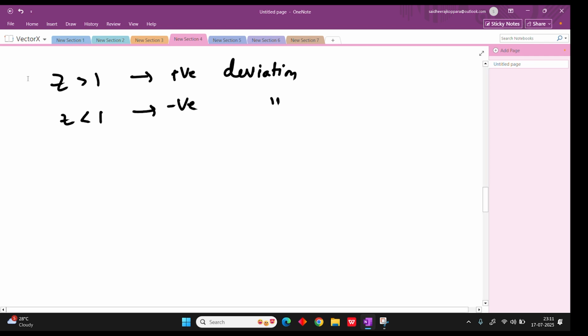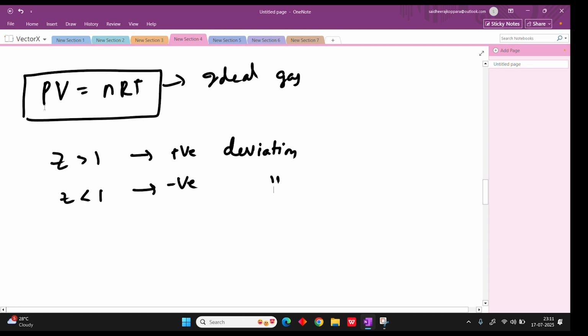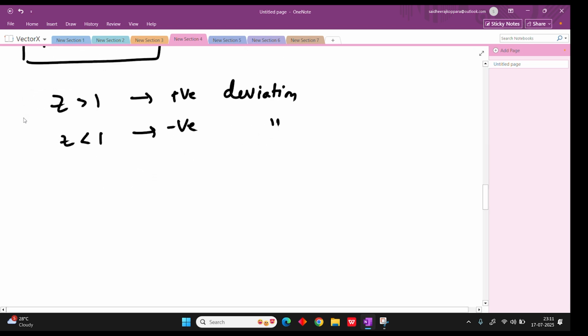Now, this PV equals nRT is actually obeyed by an ideal gas. But we do know that ideal gases aren't the ones which exist everywhere, right? They exist at certain conditions for certain gases. This PV equals nRT is satisfied at certain pressure, volume, and temperature conditions. That we will be speaking about later.